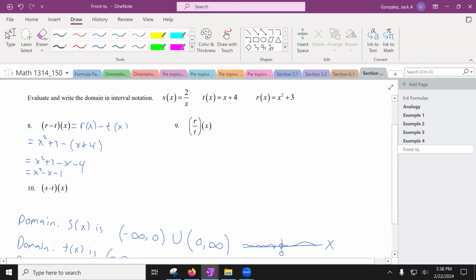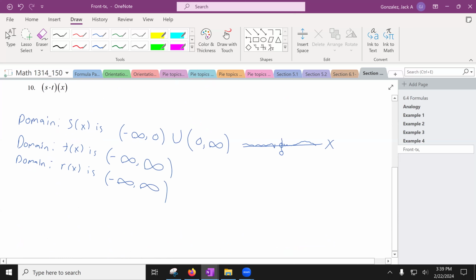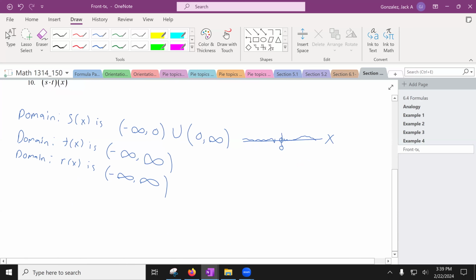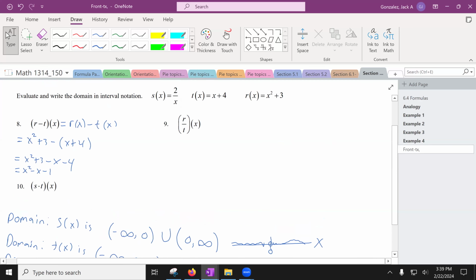So here's the evaluate part right there. That's our new function, right? This is the new one. This is my R minus T of X. The domain doesn't change because I used two that were already infinite, so the result should still be infinite.